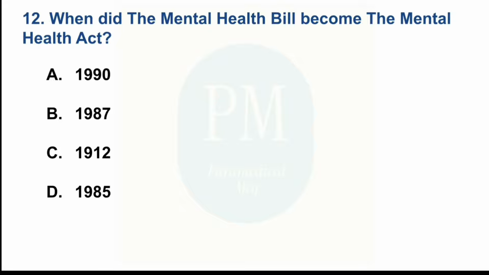When did the Mental Health Bill become the Mental Health Act? Option A. 1990. Option B. 1987. Option C. 1912. Option D. 1985. The correct option is option B. 1987.